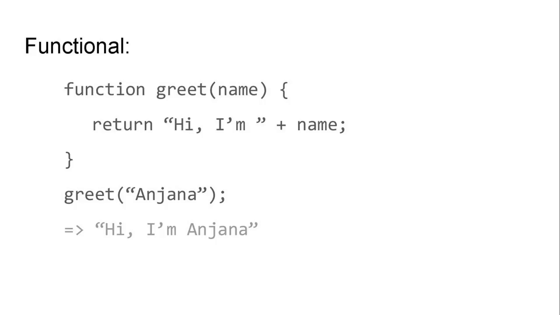So maybe a more functional way of doing the same thing, and this is a really simple example just for the sake of it, is to define a function called greet, which takes a parameter, name, and returns a string which adds "Hi, I'm" to the beginning of that name. So for example, if I type greet, the string Anjana, feeding that as input, then I get the output, "Hi, I'm Anjana." That's a more functional way, expressing this in terms of functions.